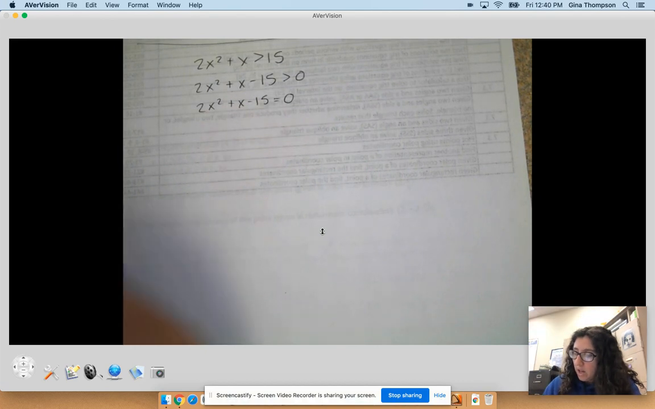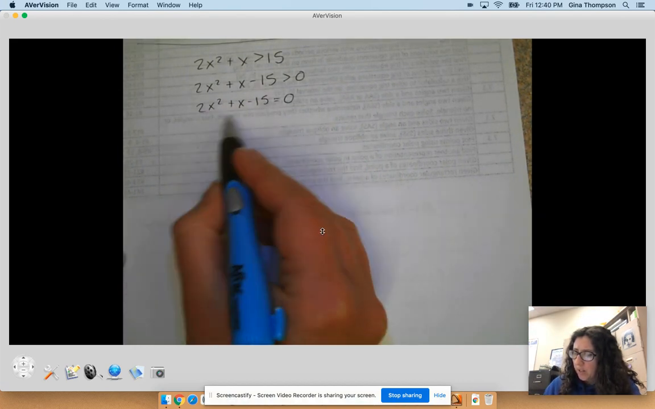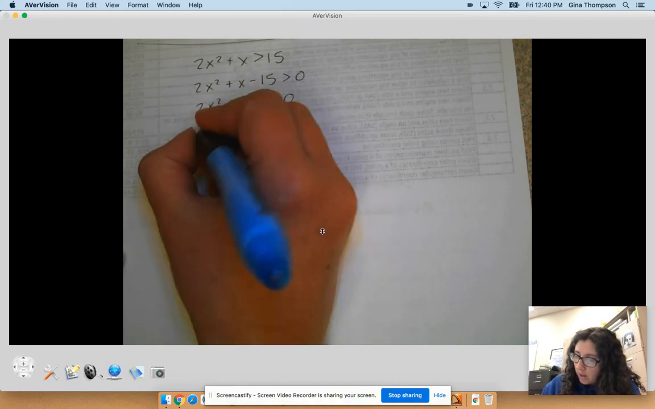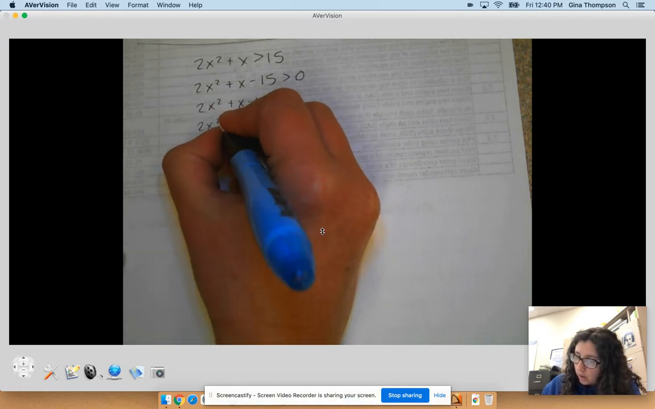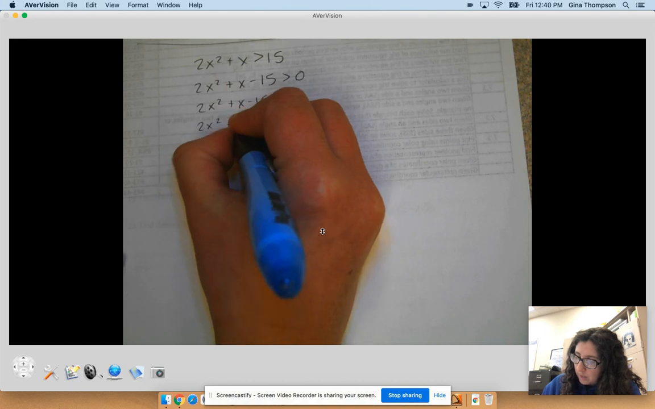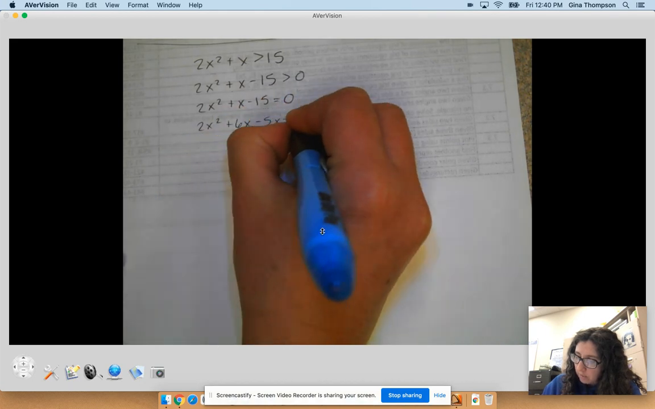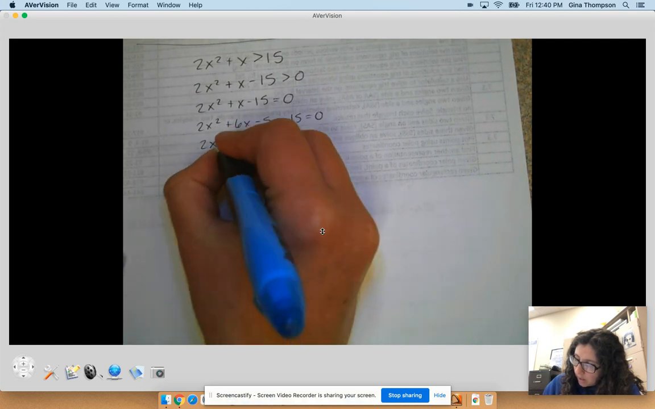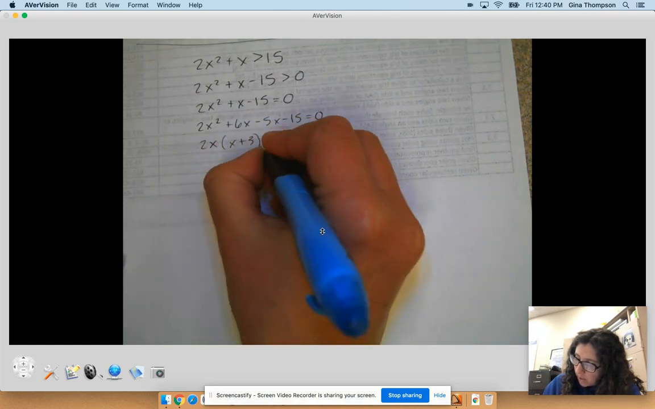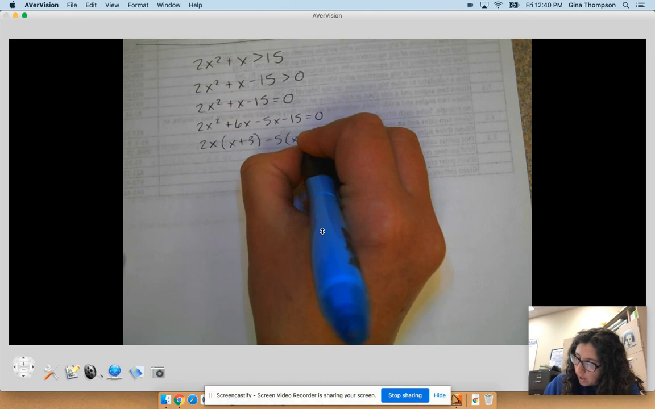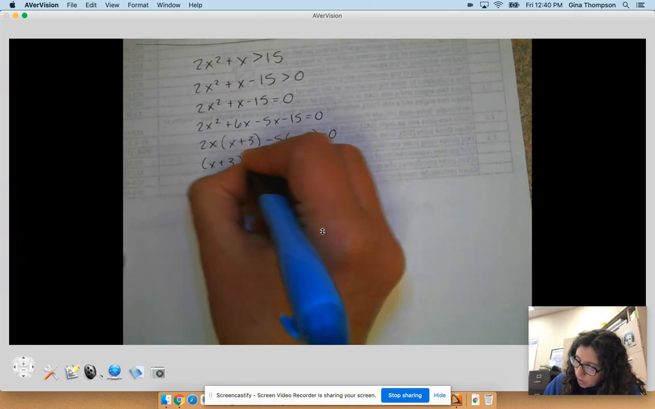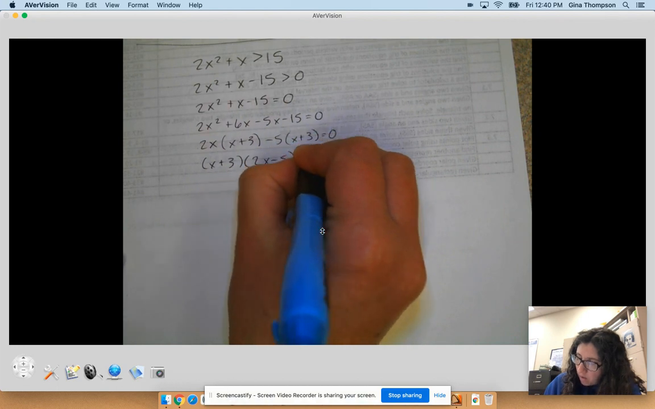Okay. Can I factor this? Let's see. I'm looking for things that multiply to negative 30 and add to 1. Yeah, I could break this into plus 6x minus 5x minus 15. And then use grouping, and I'll get x plus 3 minus 5x plus 3. And I'll factor out an x plus 3, and I get 2x minus 5 equals 0.